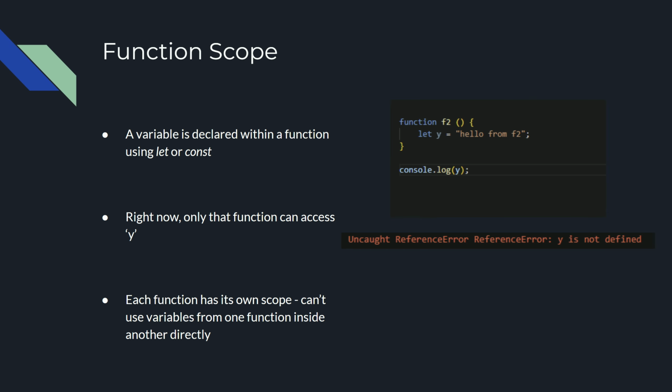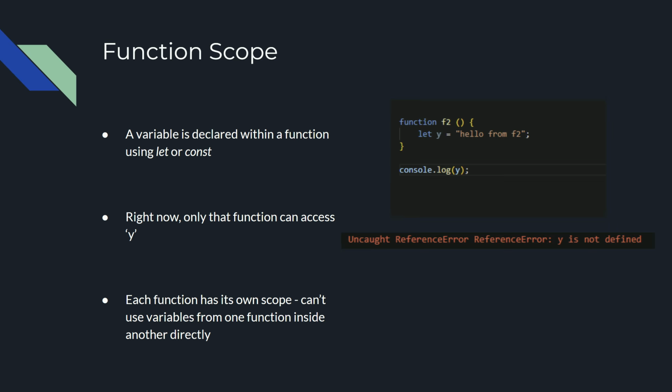So the next one to consider is function scope. It's any variable that's declared within a function using let or const, and we'll go into specifically why it's let or const and not just var anymore a bit later on. Looking at the example on the right, we have a function called f2, and inside that function we have a variable called y that's declared with let, and we assign it the string hello from f2.